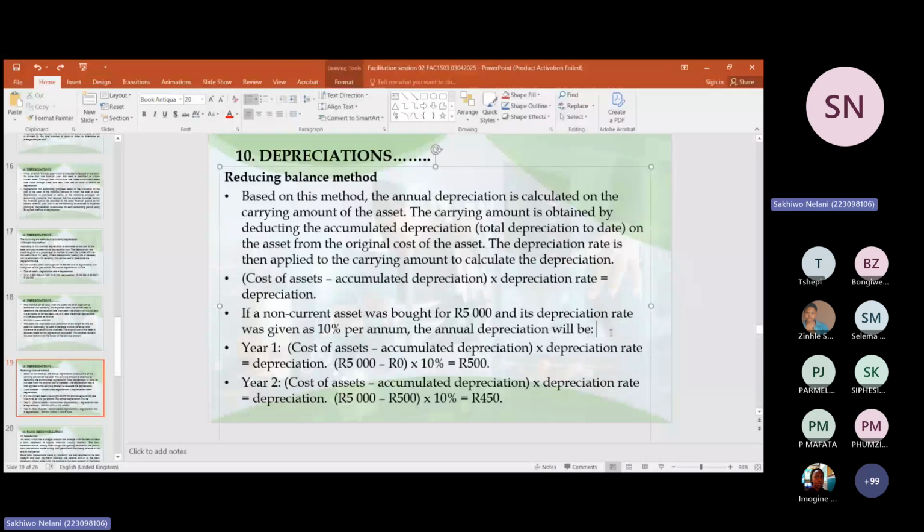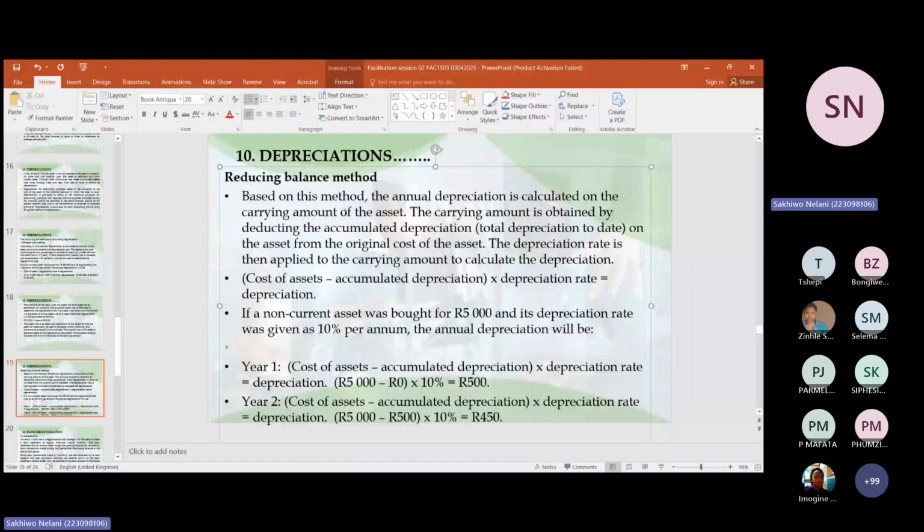Depreciating method, they also call it a reducing method. Reducing method, what does it mean? They look at the cost of the asset. They look also at the existing accumulated depreciation. Before you calculate the depreciation for the year under review, you must look at the cost minus the existing accumulated depreciation. Then you multiply by the depreciation rate.